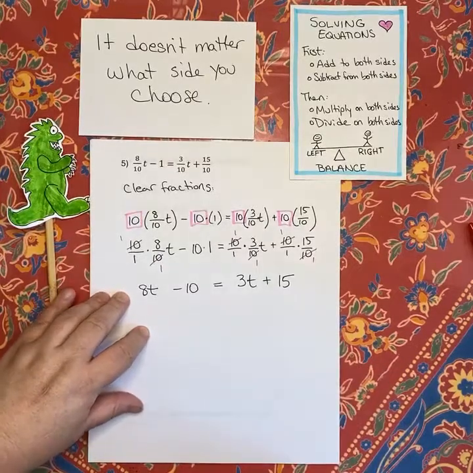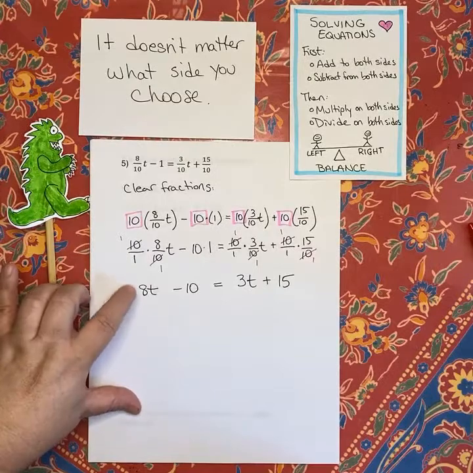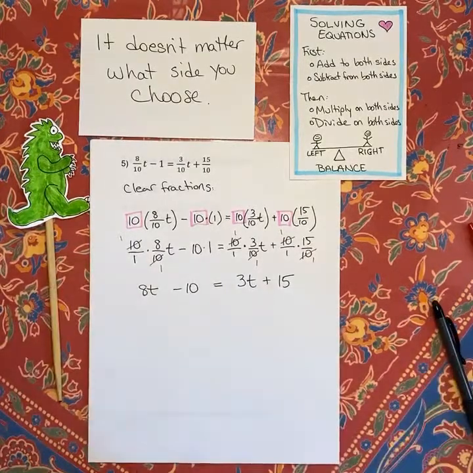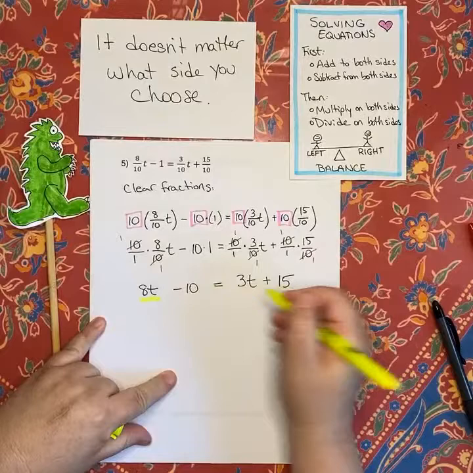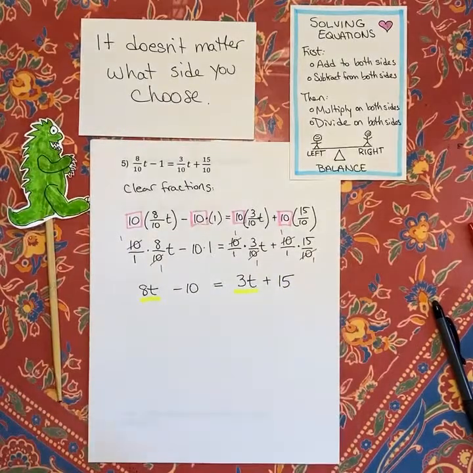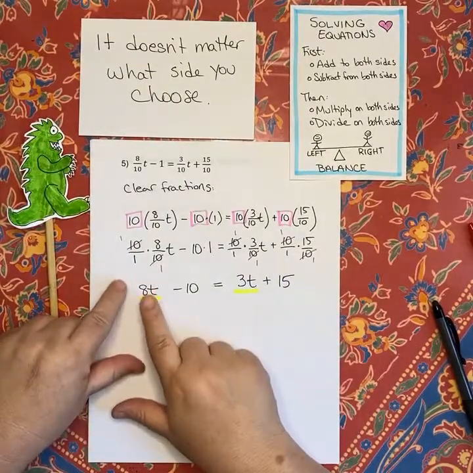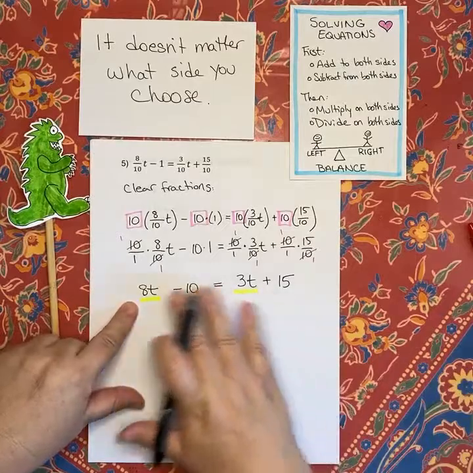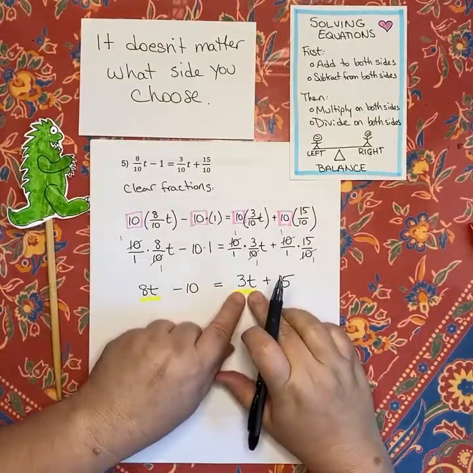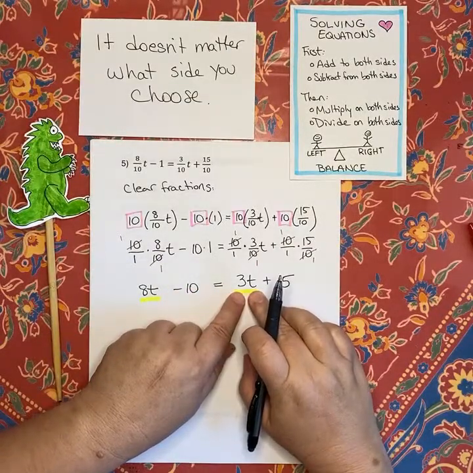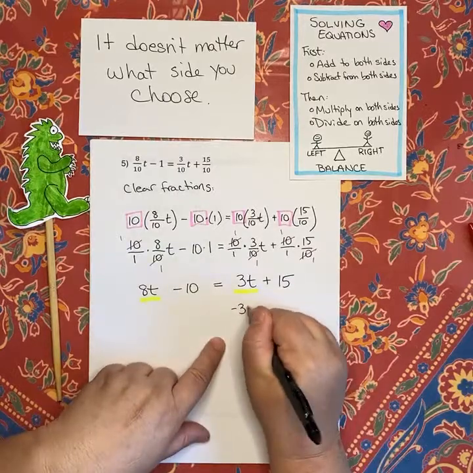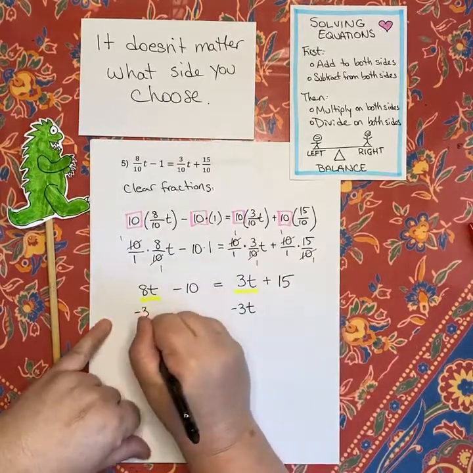So I'm going to have to decide where the t's are going to go. It looks to me like I'm going to put the t's on the left because as I'm looking for my t terms, I've got a t term there and a t term there. There are more of them over here. So I'm going to move this over here. I've got a positive 3t. So how do I move it? I subtract from both sides.